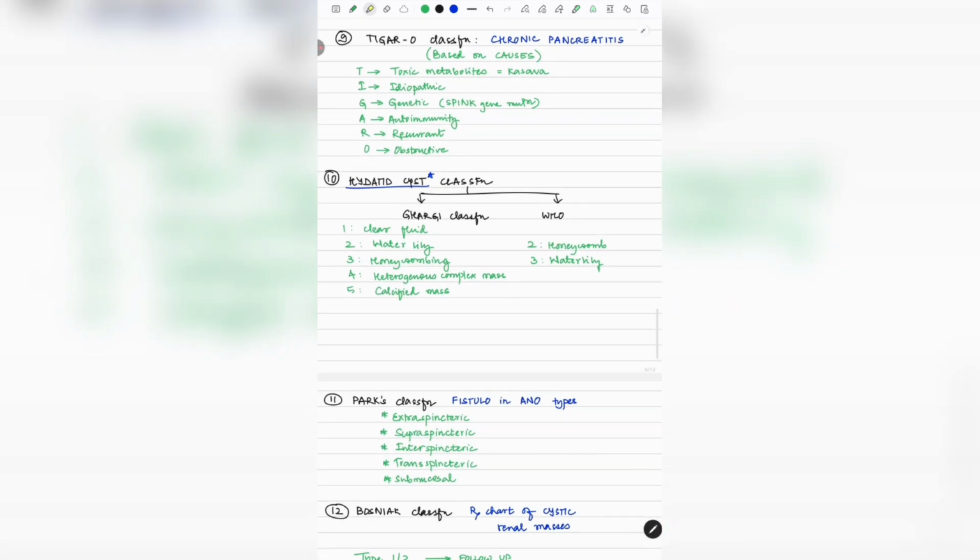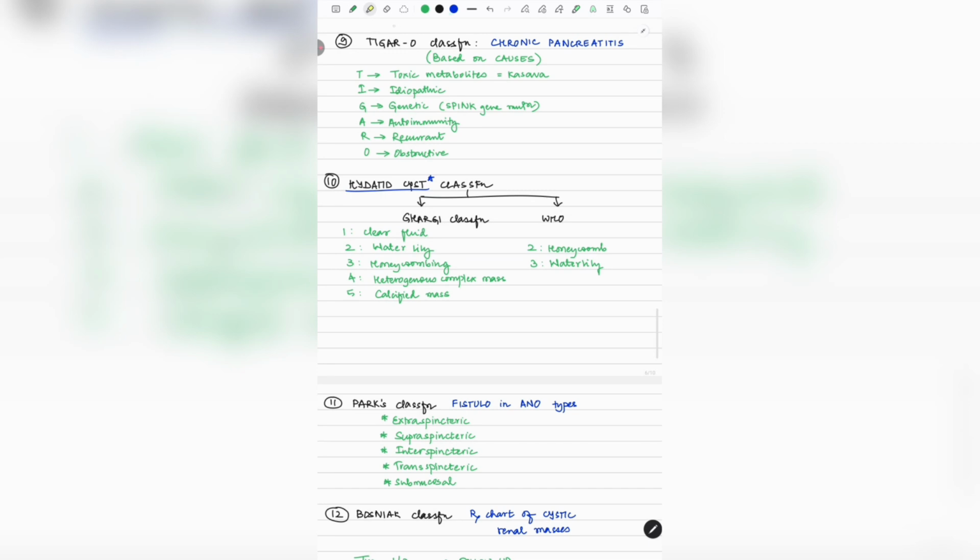Sorry for the patient. Next, TIGAR-O classification. I think you have heard this, right? It is used for chronic pancreatitis. Based on the causes, you're going to differentiate. Remember, based on causes. So what are the causes? T is for toxic metabolites, such as alcohol, and in the tropical belt, cassava, some of the toxic metabolites. Then I is for idiopathic, G is for genetic such as PRSS1 gene mutation, A is for autoimmunity, R is for recurrence, and O is for obstructive causes. Okay, these are the things to be remembered.